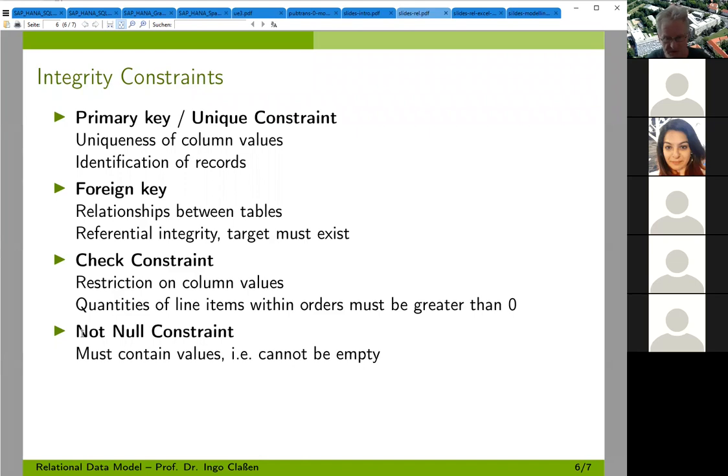And last but not least, there are not null constraints. They are there in order to disallow empty cells, empty columns. So that's quite a lot of what is already available for using a database system.